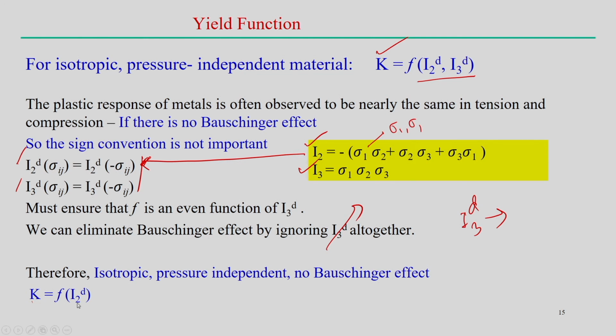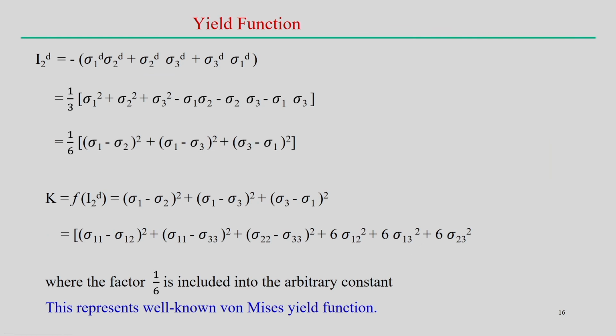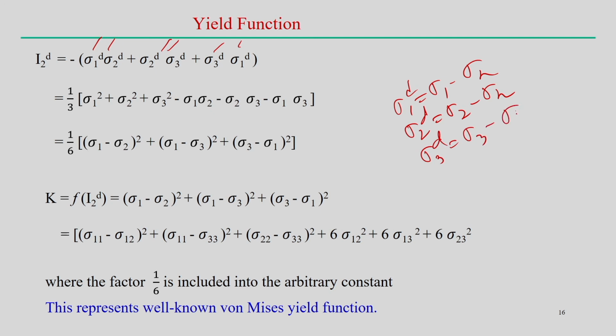Now, once we get this expression, we can find out the I2d. I2d is simply minus of sigma 1 sigma 2, sigma 2 sigma 3, sigma 3 sigma 1 deviatoric components. Now, if you put this value, the deviatoric sigma 1d equals sigma 1 minus sigma h, similarly sigma 2d equals sigma 2 minus sigma h, and sigma 3d equals sigma 3 minus sigma h.